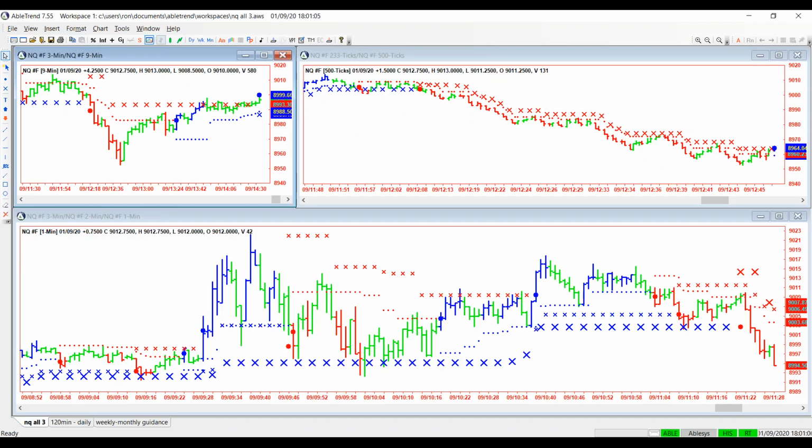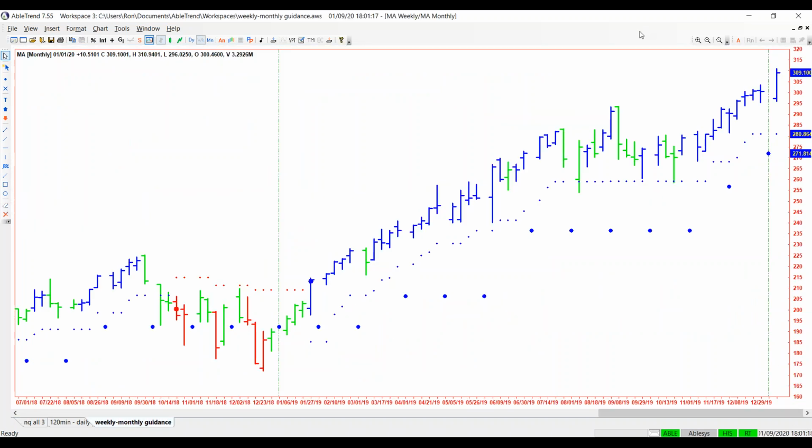Hi all, Ron here at AbleTrend. We'll take a look at the AbleTrend signals, and the software works equally well for all different markets. So let's take a quick look at some different markets, because everybody uses AbleTrend for something different.